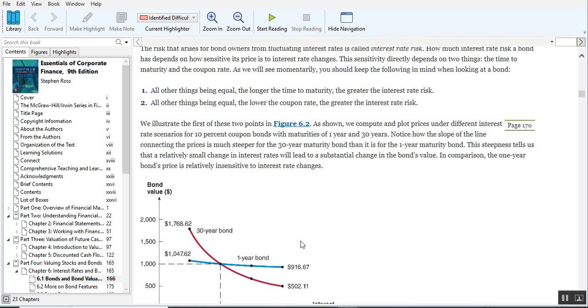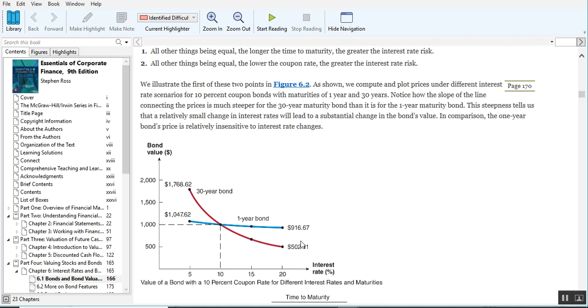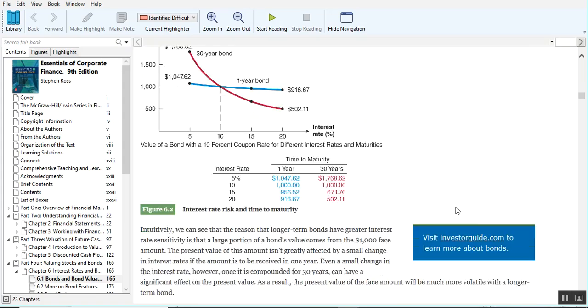There is inherent interest risk in bonds, and the reason is that bonds are typically issued for a long period of time. The longer you have the bond, the greater the risk that the interest rate will no longer match up with what's in the market, and that you could be locked into an interest rate that is lower than the market and have a risk of financial loss in that way.